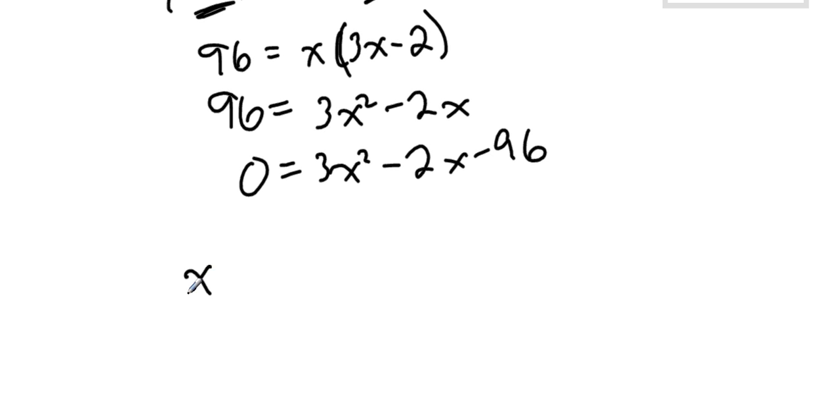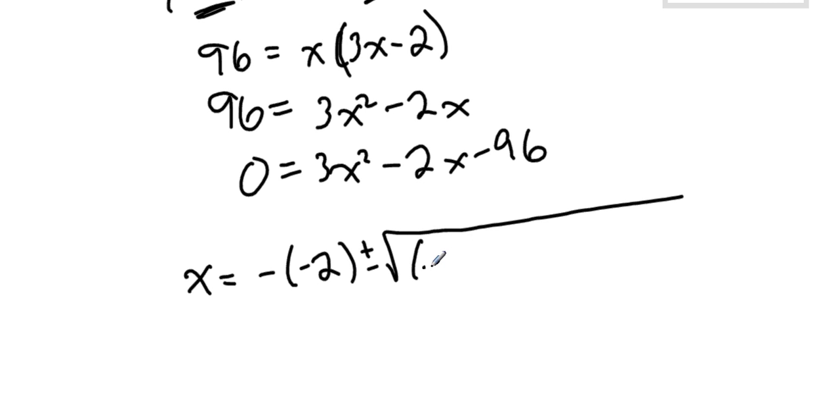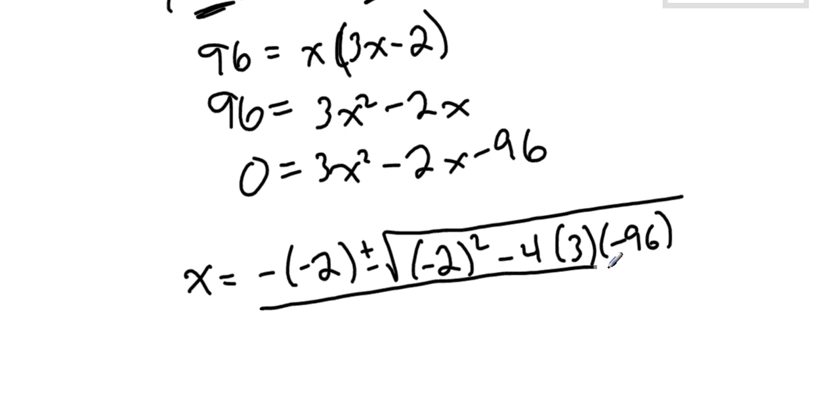So how do we solve? Well, we could try factoring. Or let's just go ahead and use the quadratic equation. So x equals -b plus or minus the square root of b squared minus 4 times a times c. All of that gets divided by 2 times a.